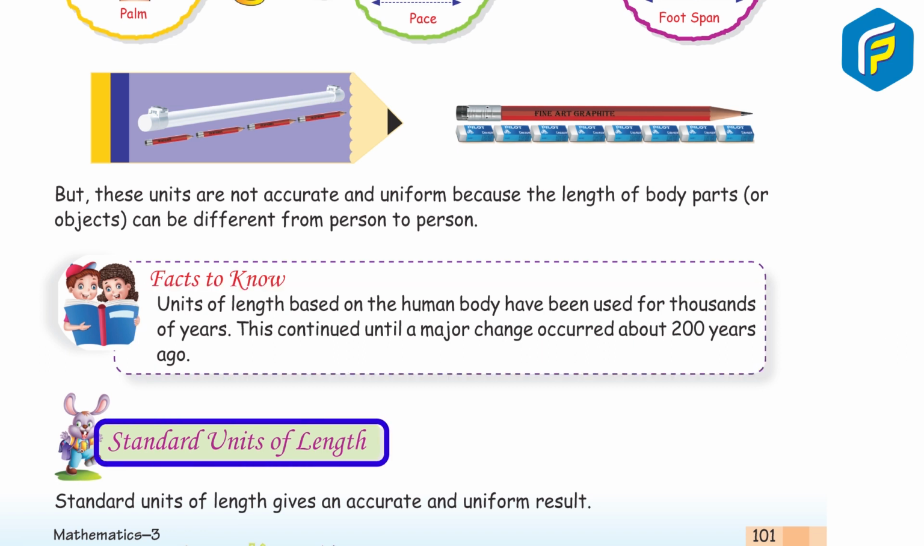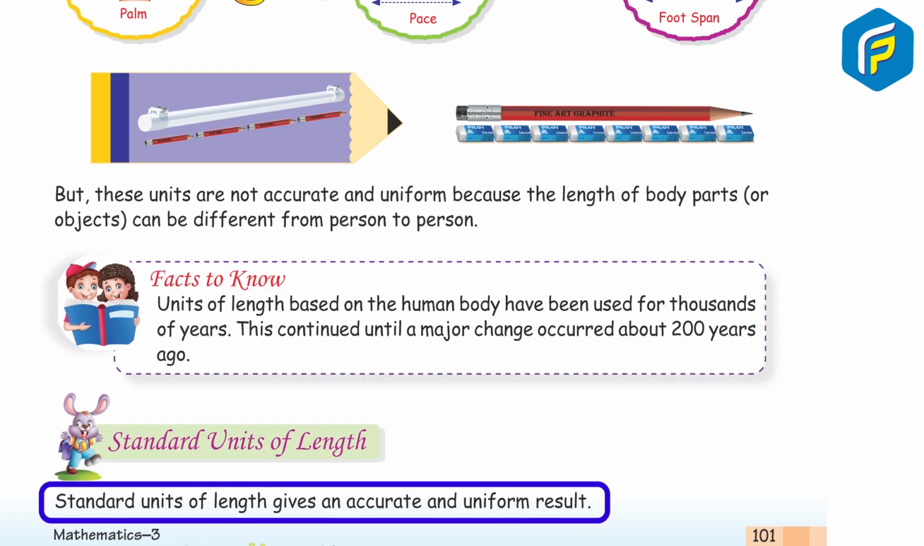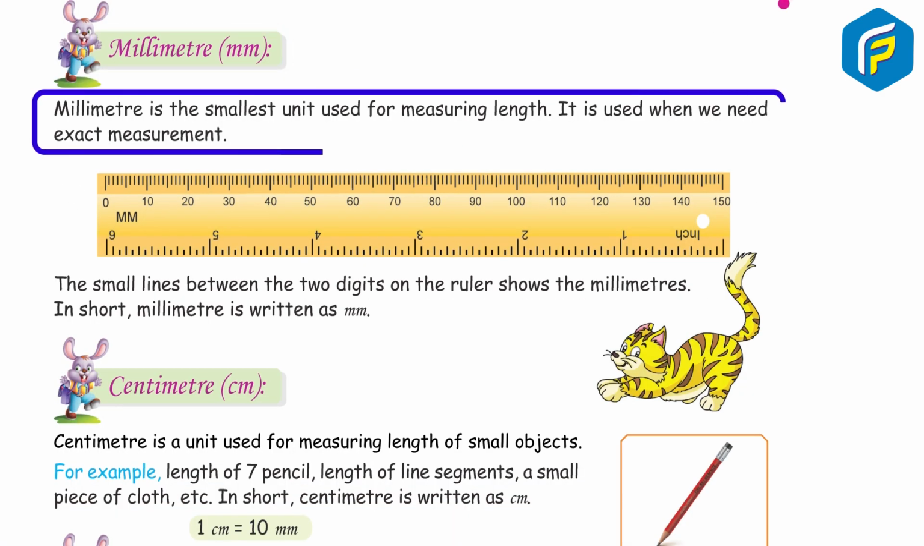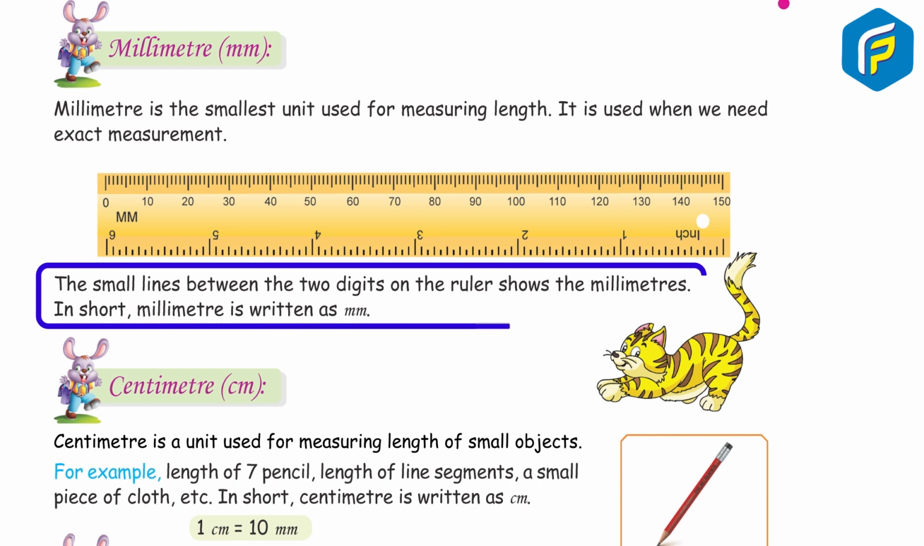Standard unit of length. Standard units of length give an accurate and uniform result. Millimeters. Millimeter is the smallest unit used for measuring length. It is used when we need exact measurement. The small lines between the two digits on the ruler show the millimeter. In short, millimeter is written as mm.